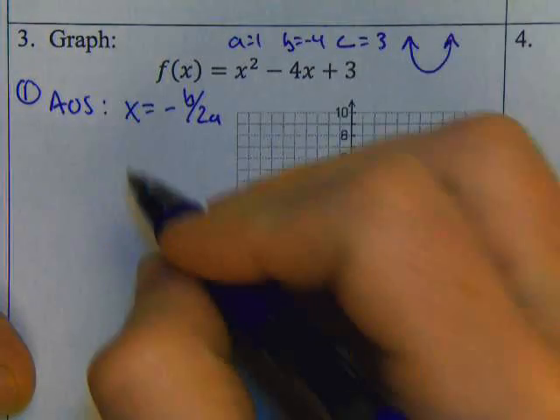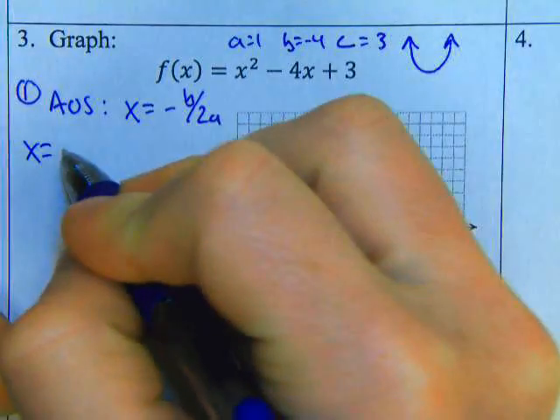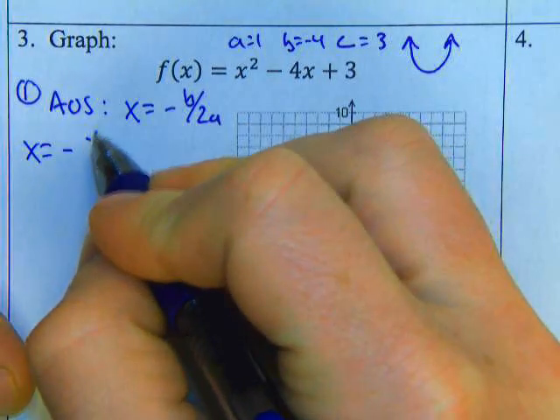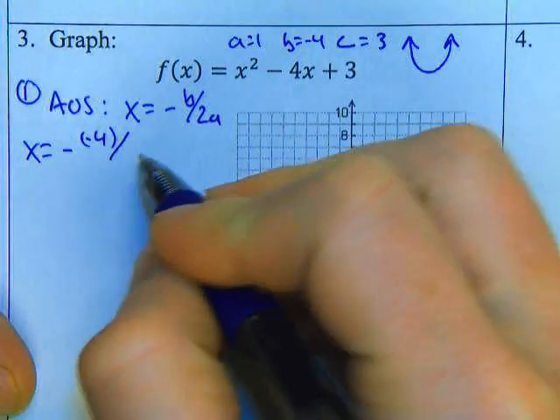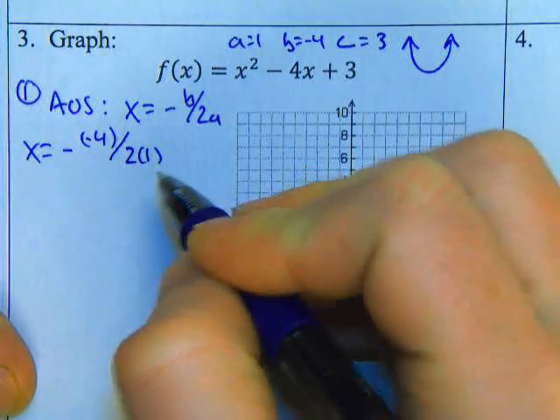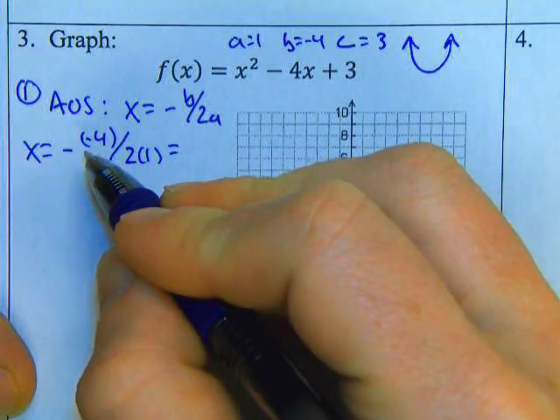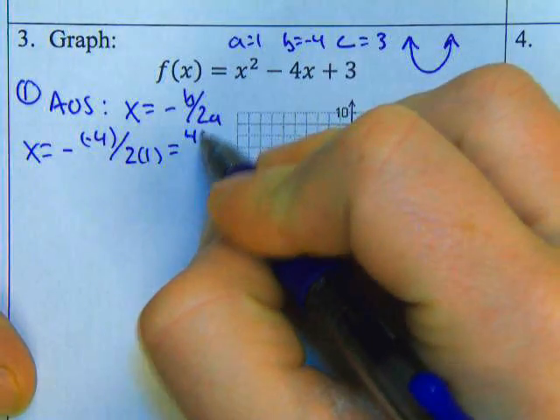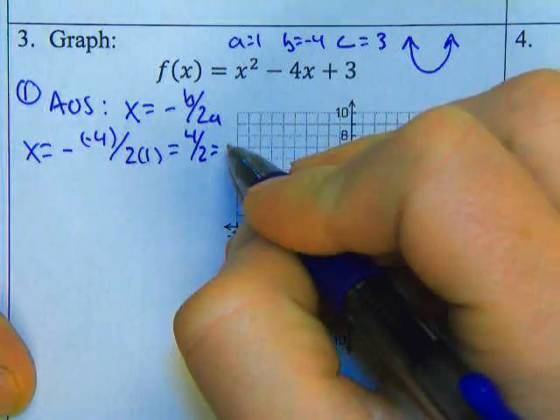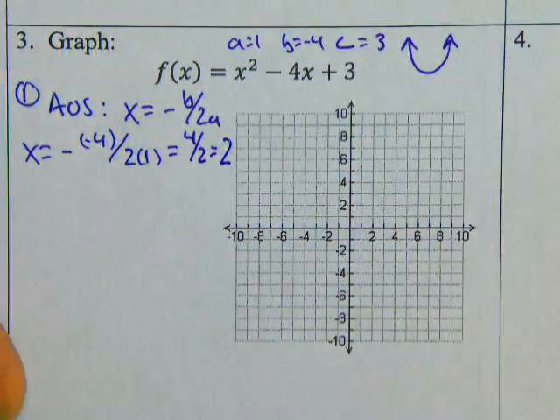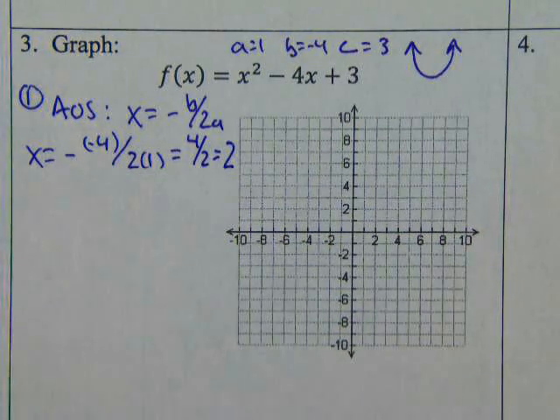Okay, so let's just plug and chug. x is negative b, b is -4, so -4 all over 2 times 1. Those two negatives will cancel, and I'll be left with 4 over 2, which is just 2. So what that tells me is x is going to be 2.